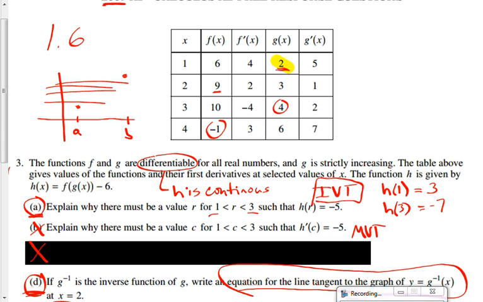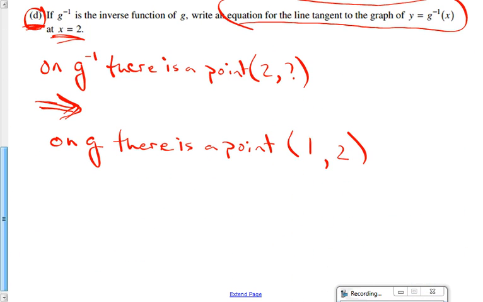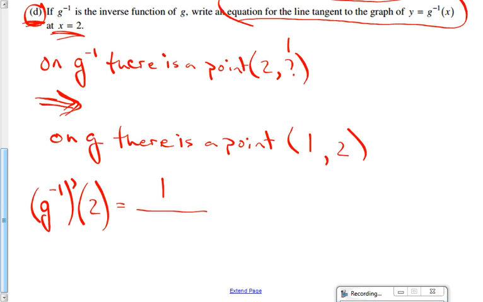So G inverse of 2 is 1. So we've got a 1 here now, which means we've got a 1 up here. What is G inverse prime of 2? We learned a reciprocal relationship today. 1 on the top, G prime of what on the bottom? What goes in the parentheses? It's not 2. What goes in?